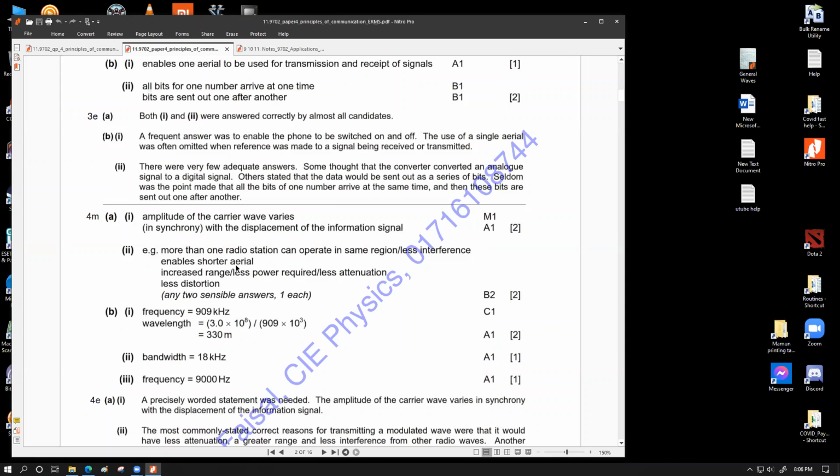And then it says, Sir. Yes. Sir, aerial and antenna, are they not the same thing? Yeah. Aerial and antenna are exactly the same. Yes, they are just synonyms of each other. Aerial and antenna.